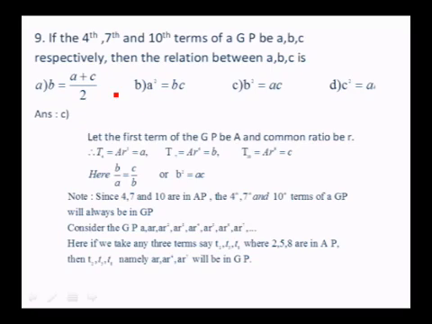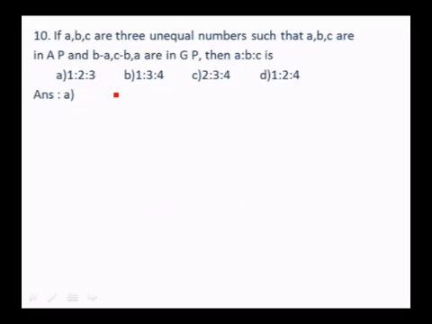Therefore, naturally the 4th, 7th and 10th terms of a GP will always be in GP. So without any calculation, you can straight away write that B square is equal to AC. The option is B square is equal to AC. So next one, the 10th question. Let us go to the 10th question.